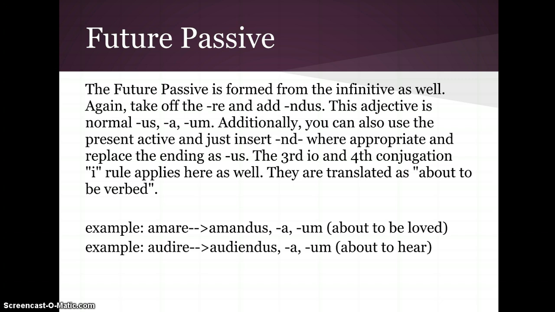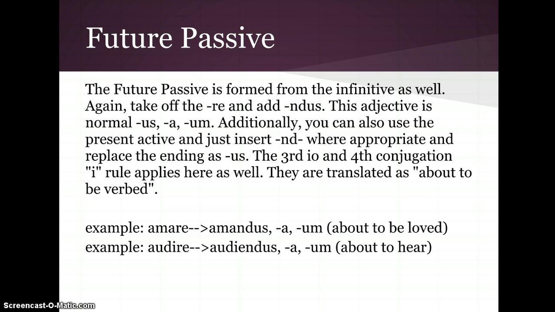The third io and the fourth have the same i rule, and the future passive can also be formed directly from the previous participle we learned by just adding the nd where appropriate before the us ending. So, for example, amare becomes amandus, a, um, which means about to be loved, and audire becomes audiendus, a, um, about to hear.